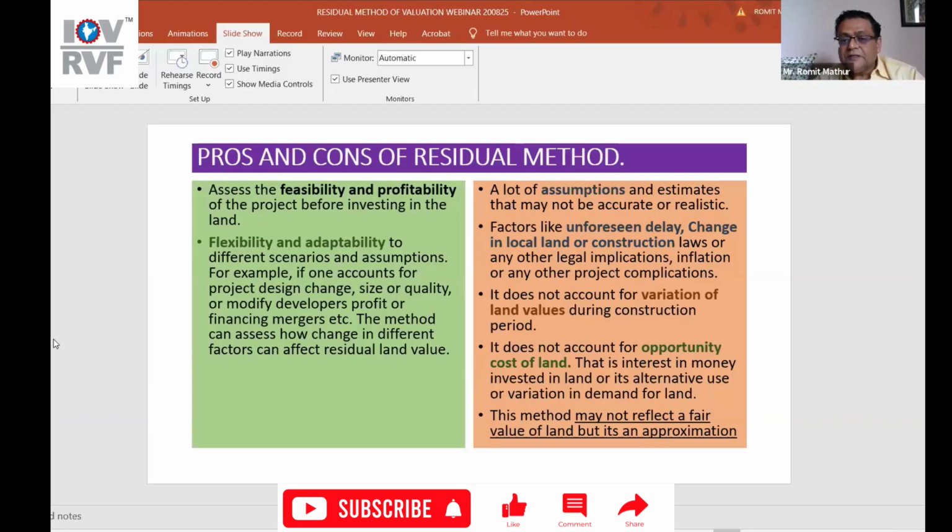Now, if you are investing, a builder is investing, say 135 crore, and if you were to invest it somewhere else, then that opportunity cost does not get into this method. That is the interest on money invested in land or its alternative use or variation in demand for land. Last and most important, this method may not reflect a fair value of land, but it's an approximation. So you cannot say that this is a fair value of land, but you can say this is the approximate value.